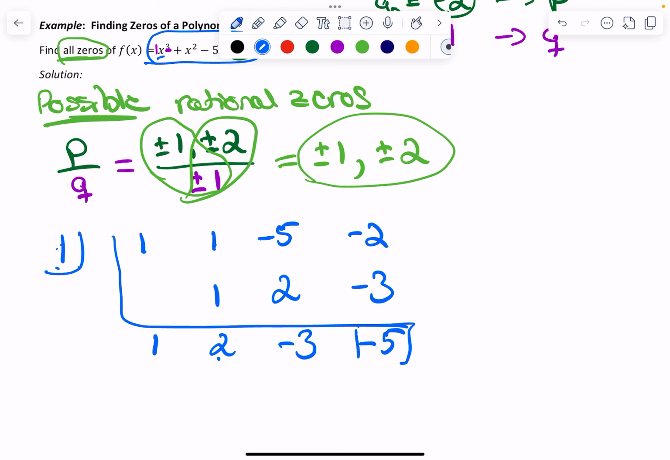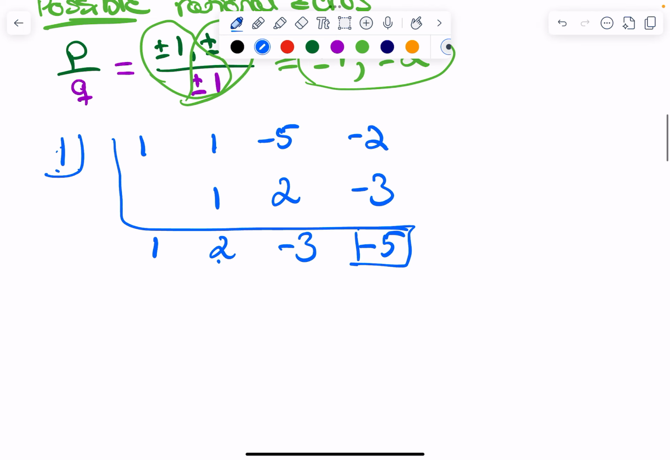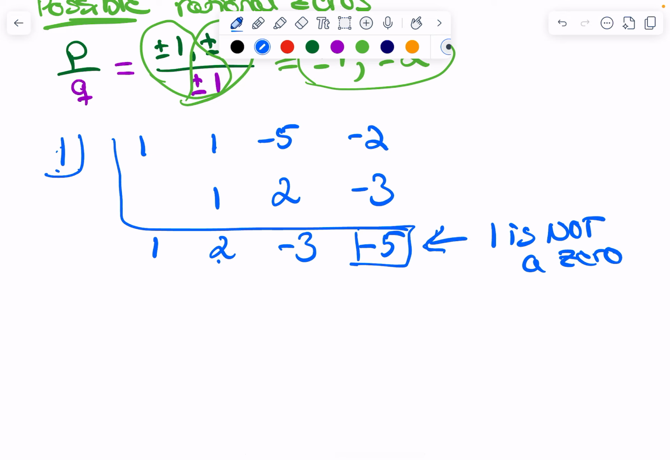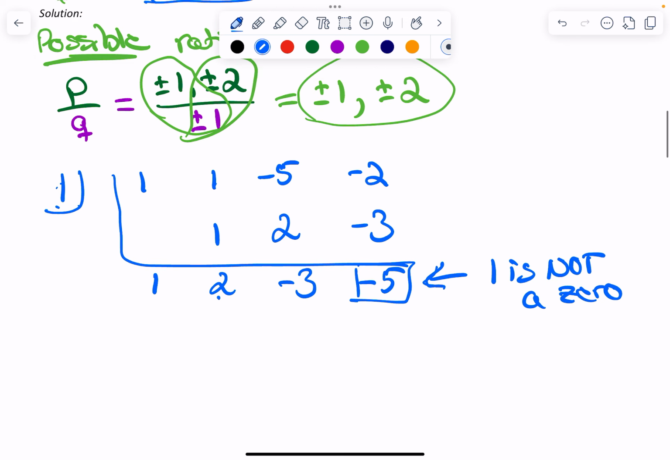Okay, we had a remainder. So because of this, we know that 1 is not a zero. This needs to be 0. So the remainder has to be 0. So there shouldn't be any remainder if it is a rational zero, if it is a solution. Okay, so let's pick another number. Let's do 2.